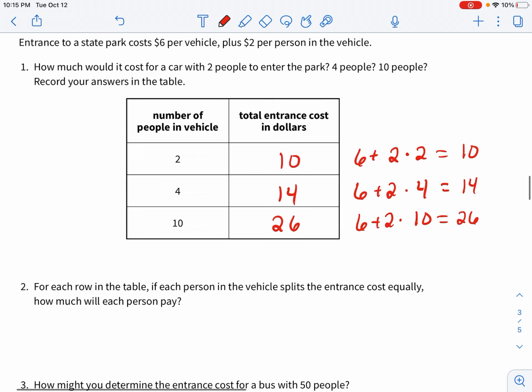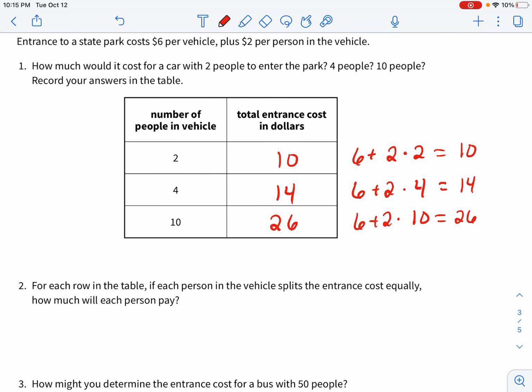Okay, it says for each row in the table, if each person in the vehicle splits the entrance cost equally, how much will each person pay? So each person's paying the $2 plus their portion of the $6. So to find that, all we take is the total cost divided by the number of people. So 10 divided by 2 equals 5. 14 divided by 4 equals 3.5. And then 26 divided by 10 equals 2.6.